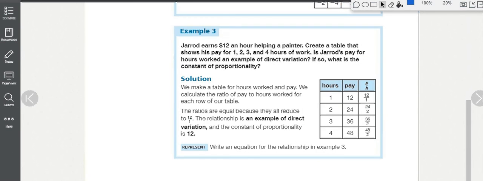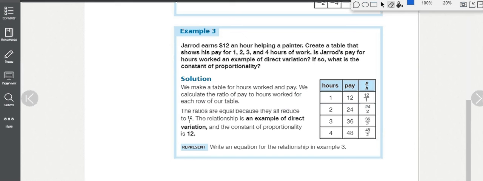$12 an hour. Create a table that shows the first 4 hours. Okay, the pay being 12. Then after 2 hours, it's 24. 3 hours, 36. Very basic equation here, right? His pay is his number of hours times 12. The constant of proportionality is 12.